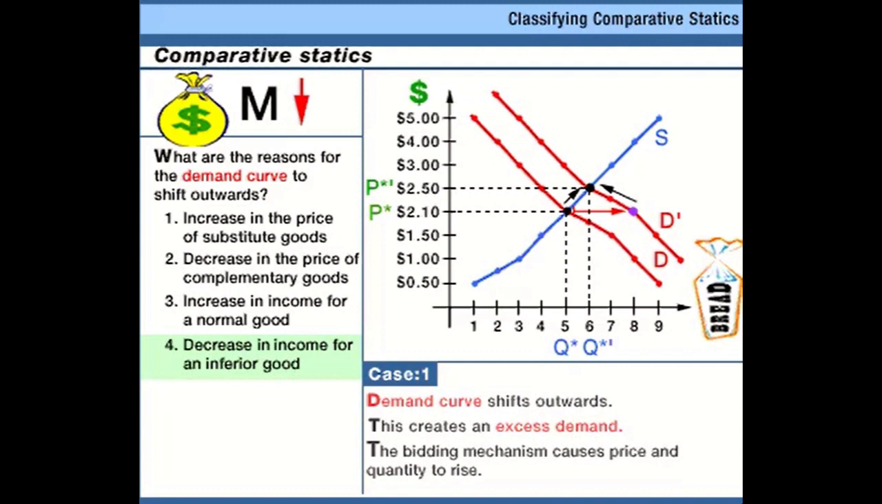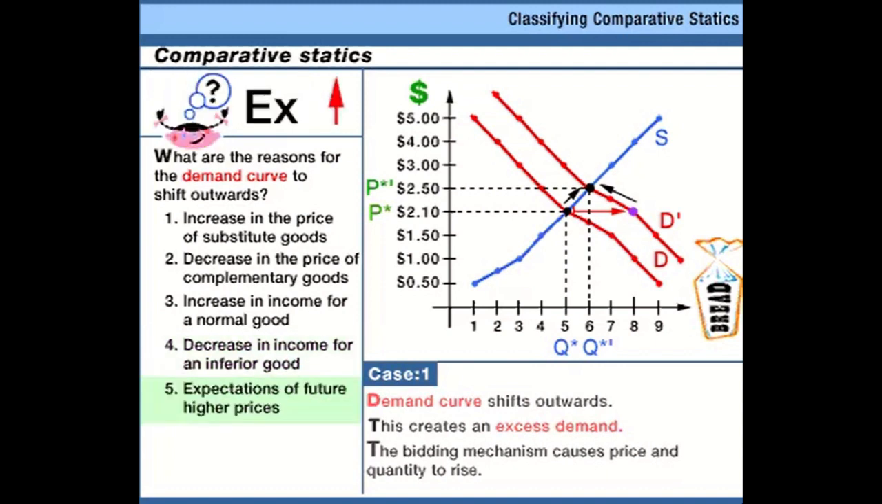Another thing that would shift outward the demand curve would be expectations changing. If people expect the price of bread to be higher in the future, they're going to buy more bread today. And quite ironically, that would push up the price of bread. It becomes a self-fulfilling prophecy. If people are hoarding bread today for fear of higher prices in the future, their actions have the result of fulfilling the prophecy. The price of bread indeed rises.